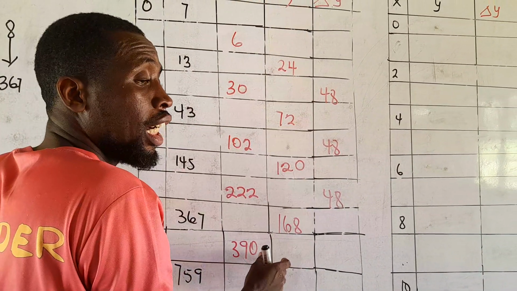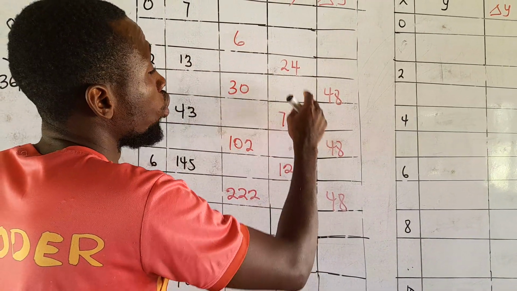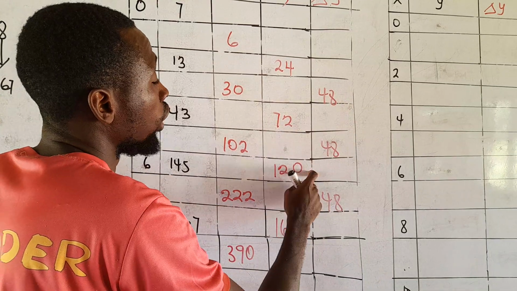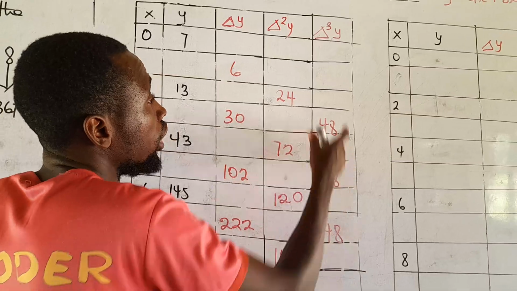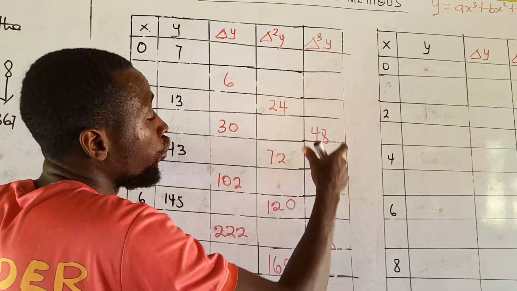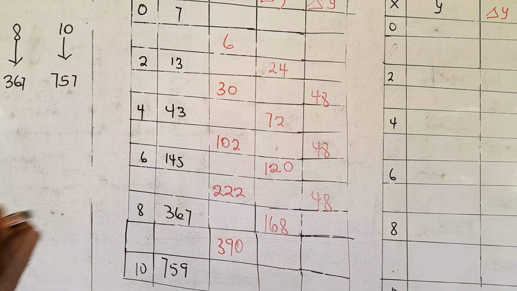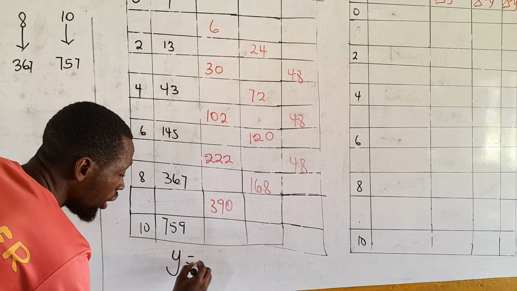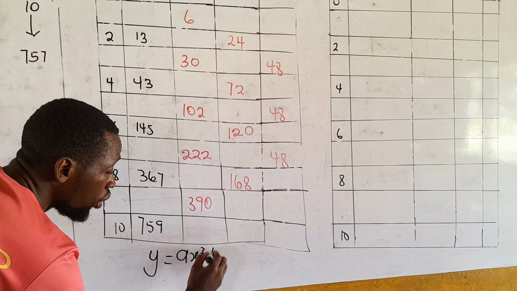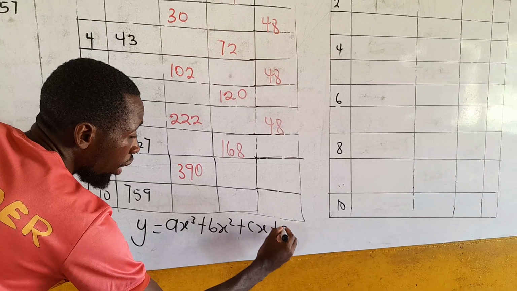The second difference does not produce a constant, so we go to the third difference. 72 minus 24 is 48. 120 minus 72 is 48. 168 minus 120 is 48. The third difference produces constants which are the same. Then we can say that our polynomial function is a cubic polynomial function, and it's of the form y is equal to ax cubed plus bx squared plus cx plus d.